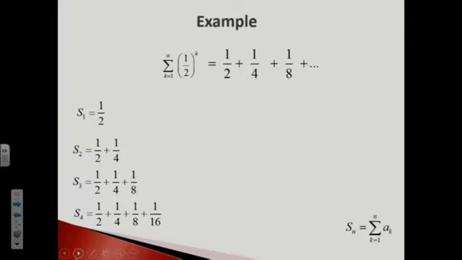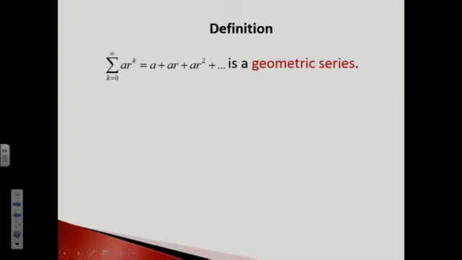In this series, each term is 1/2 the preceding term. Every series that has the property that the ratio of successive terms in the series is constant is given a special name. A geometric series is an infinite series in which the ratio of successive terms in the series is constant.